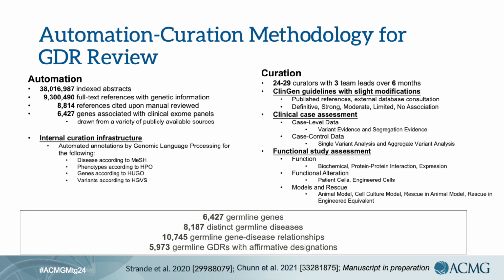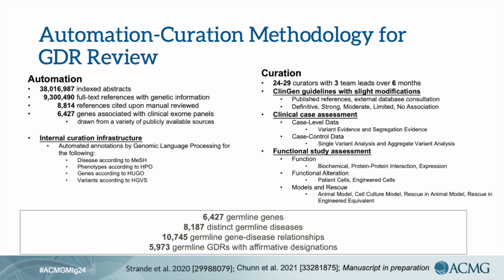That's the automated part of understanding all of that content and organizing that into a curation workflow, which again then on the left was presented to our curators. The team numbers about 30 curators with 3 full-time team leads, and over the course of 6 months, that evidence that had been automatically indexed was reviewed, systematically following standard guidelines, in this case ClinGen guidelines with some slight modifications, to classify that evidence for gene-disease relationships.